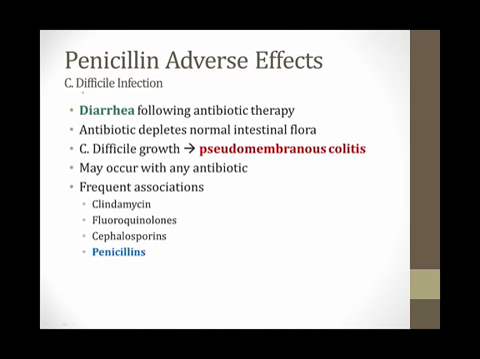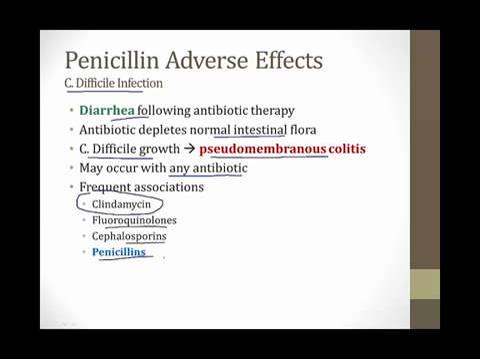Penicillin can potentially lead to a C. difficile infection. This will cause diarrhea following antibiotic therapy. This occurs because antibiotics deplete the normal intestinal flora, and this allows C. difficile to grow. This leads to a condition called pseudomembranous colitis. Now, this can occur with any antibiotic, not just penicillins, but some frequent associations are listed at the bottom of the screen. Clindamycin is the classic antibiotic to do this, although it's also associated with quinolones and cephalosporins and penicillins.